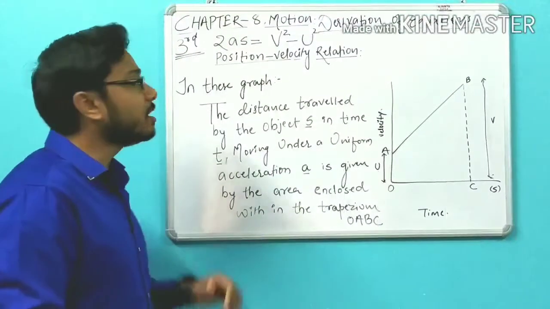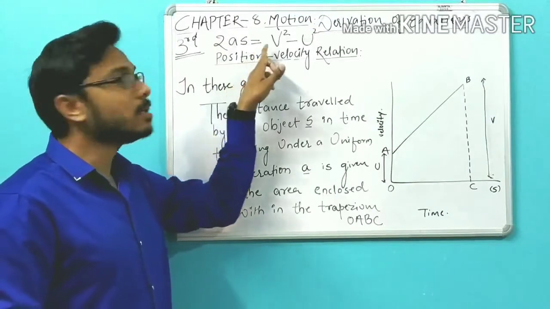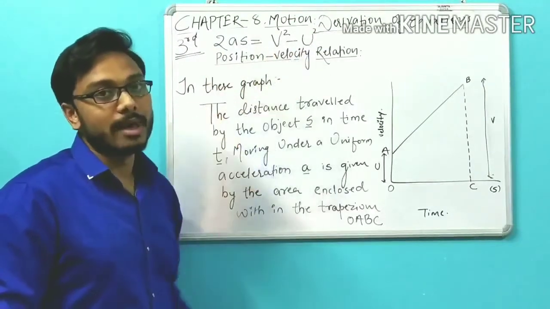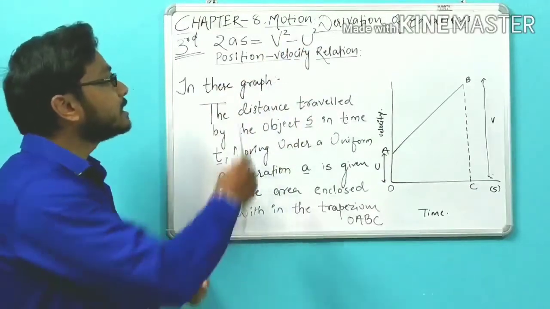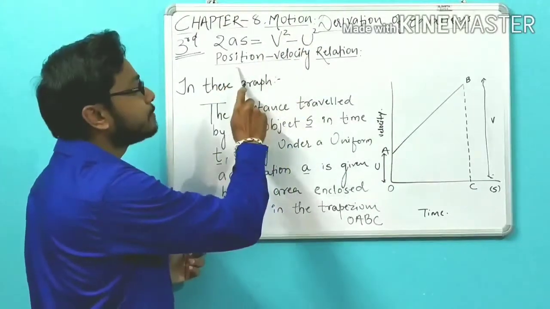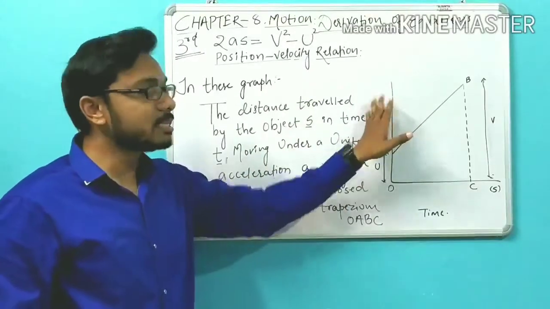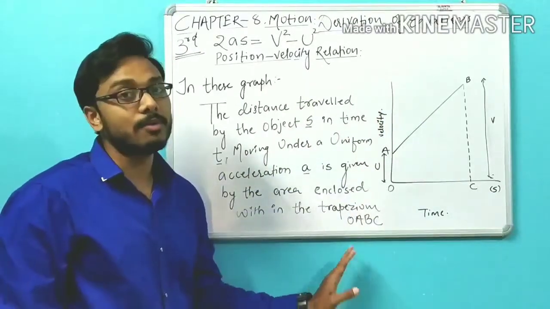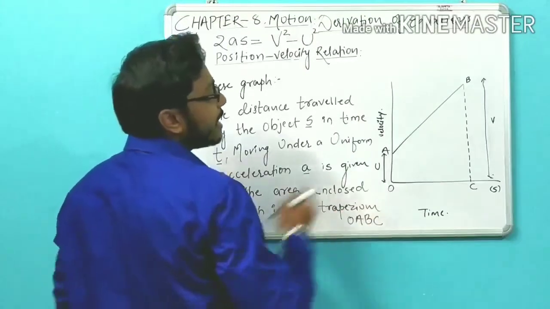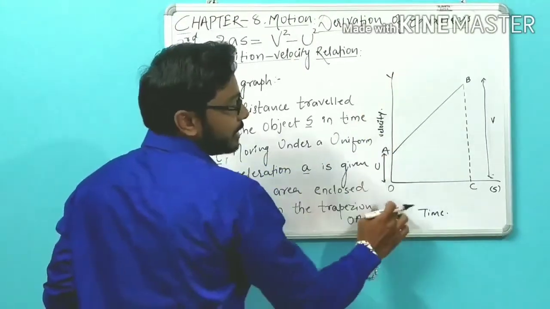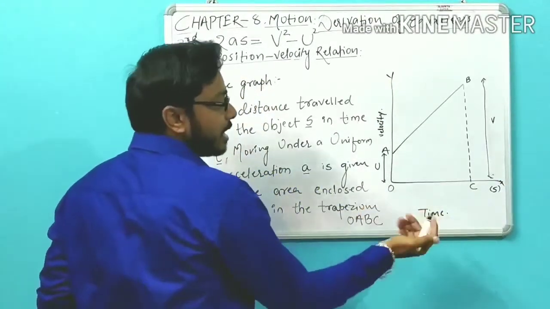So here we have our third equation of motion, that is 2as equals v square minus u square, that is, final minus initial velocity squared. This same equation is also known as the position velocity relation, and for this also we have the same graph that we used in our first two equations. Here also, on the y-axis we have the velocity, and on the x-axis we have the time. Here you can see everything is the same.